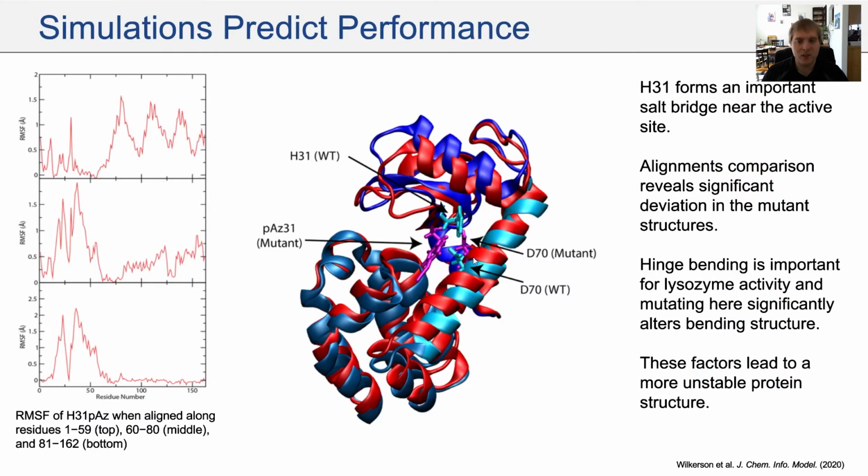T70 is the other participant and is located in the hinge bending region. Here, we also see significant deviations. This likely leads to decreased function and activity.